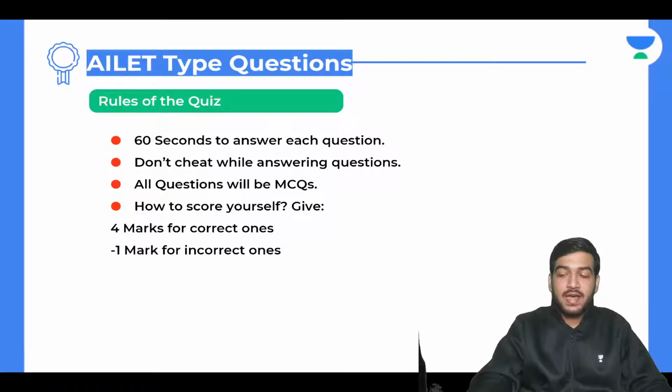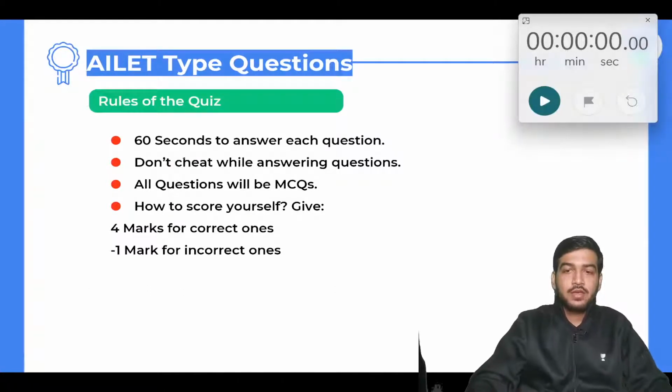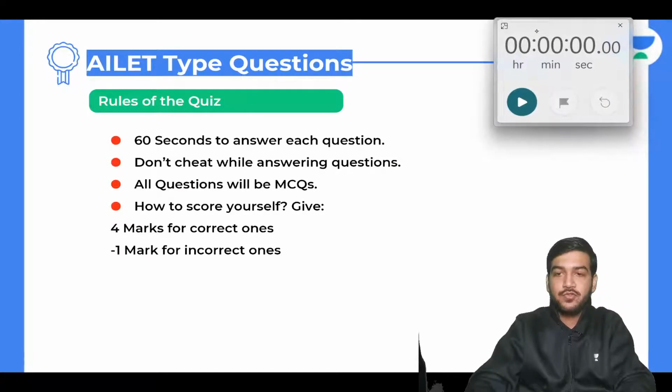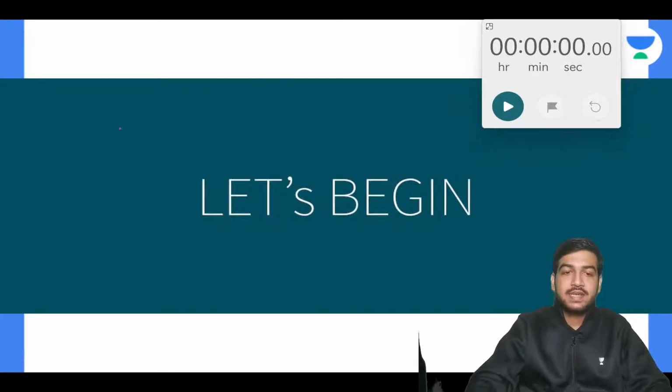Alright, so with that, let's begin the quiz. 60 seconds to answer each question. Don't cheat while answering the questions. We have the clock ready for all of you, and on the right hand corner, whenever 60 seconds are up, we will move on to the next question. All questions are in MCQ format. How will you mark yourself? 4 marks for correct answers, -1 for an incorrect one. So with this, let's begin.